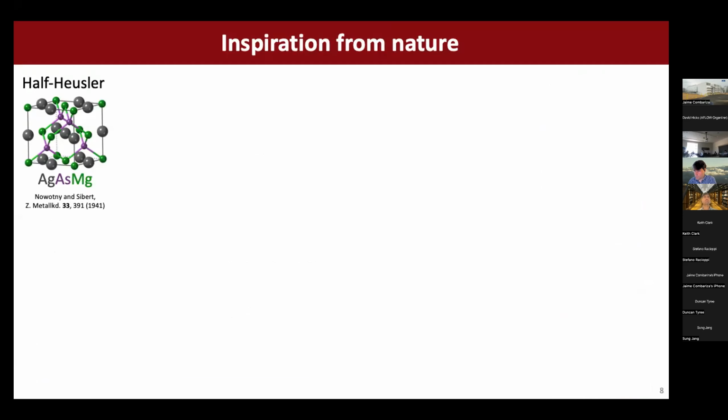Well, one of the ways that you can do so is you can draw inspiration from nature. Both nature as in nature out there in the world, but also nature, let's say, from the journal. So here we have a structure that's been reported in the literature. It's a half-Heusler structure, well known, well characterized. It was found in World War II. It has a particular composition and a set of arrangement of the atoms.